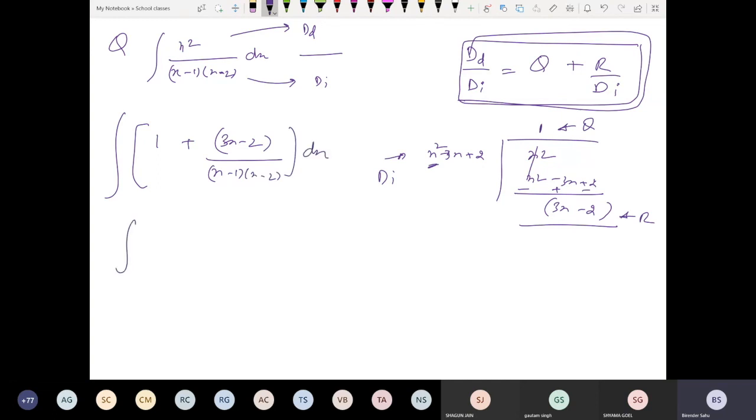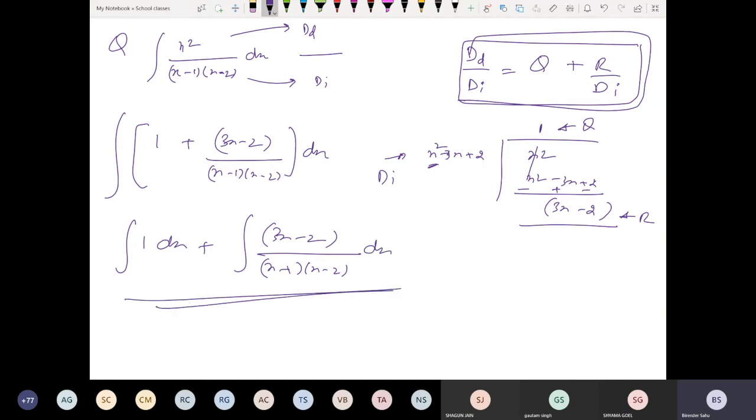Okay. What to do? We will integrate them separately. You all will try to do this question at home. This is your task. Okay. You all know how to solve it further. This will be done with the help of partial fraction, and I want you all to do it by using partial fraction only.